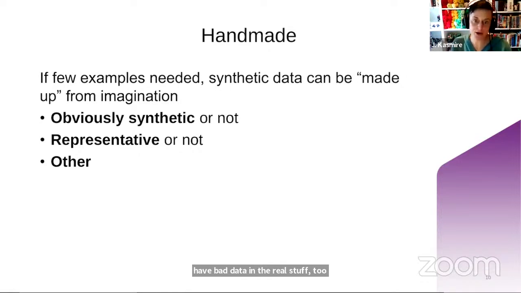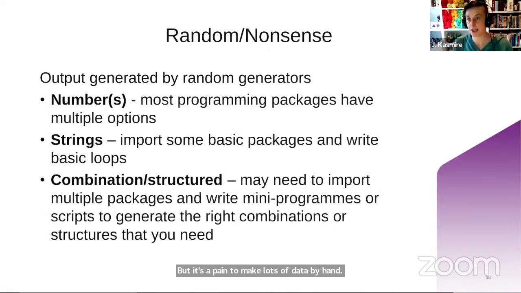So with small scale, handmade synthetic data, you can have exactly the data that you want to demonstrate or test exactly what you want to test. But it's a pain to make lots of data by hand. So I recommend you get good at making random or nonsense data. This is output essentially generated by random generators. Numbers are really easy. Most programming languages will have multiple ways to develop numbers or strings of numbers in random ways.